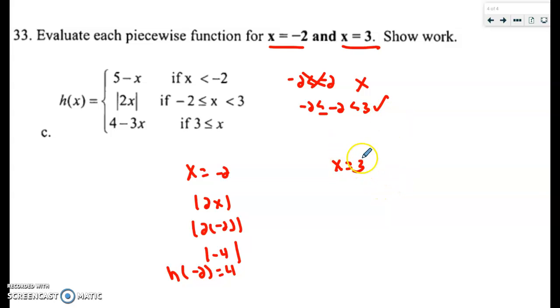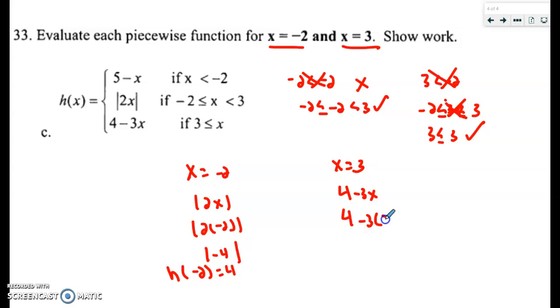Now I'm looking at this last one. I'm looking at an x value of 3. Is 3 less than -2? No. Is 3 in between -2 and 3 and equal to it? Or not equal to 3? No. So I'm going to be looking at this last one. Is 3 less than or equal to 3? Yes. So I'm putting 3 into the equation 4 minus 3x. So I have 4 minus 3 times 3. 4 minus 9 is -5. So h of 3 equals -5.